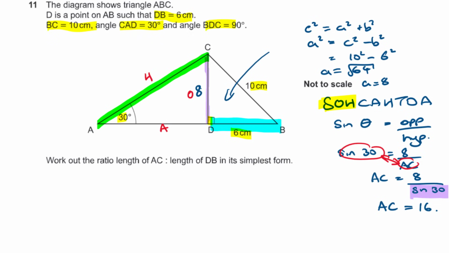Okay, so now I know AC is 16. I know DB it's 6, so then I can look at the ratio of their lengths now then. So the length of AC to DB is going to be 16 to 6. What's that in its simplest form? Dividing both sides by 2, I'm going to get 8 to 3. Now 3 is prime. I'm not going to get any lower than that, am I? So that is going to be my ratio in its lowest form, 8 to 3.